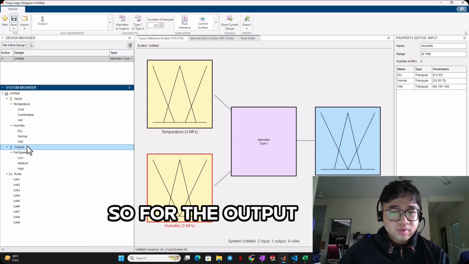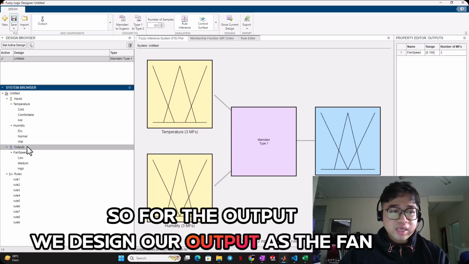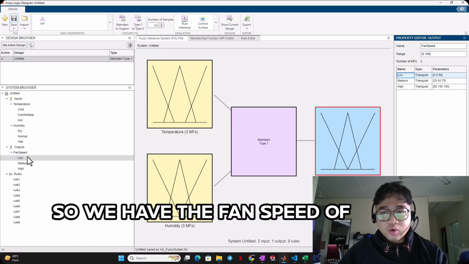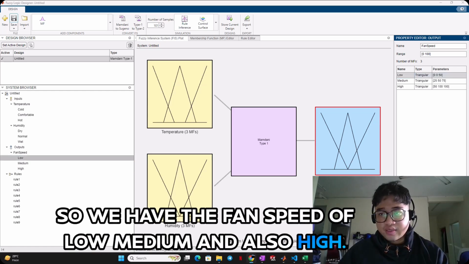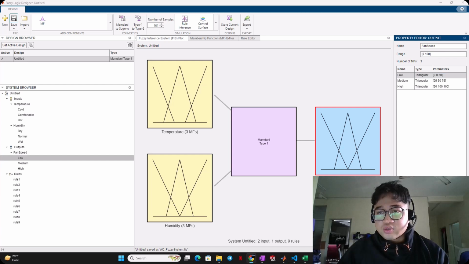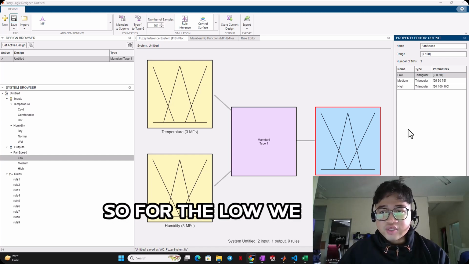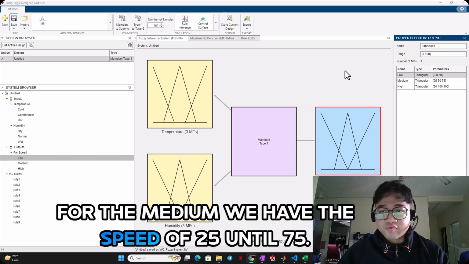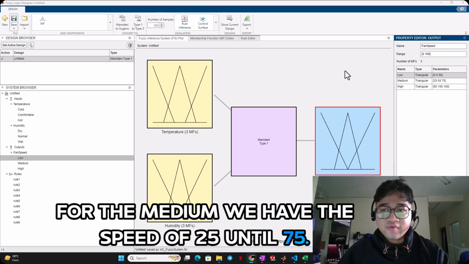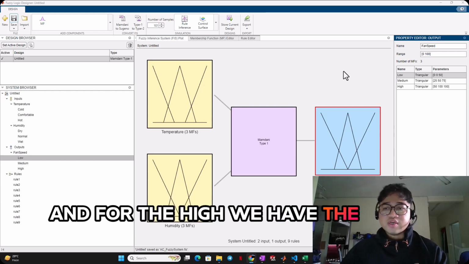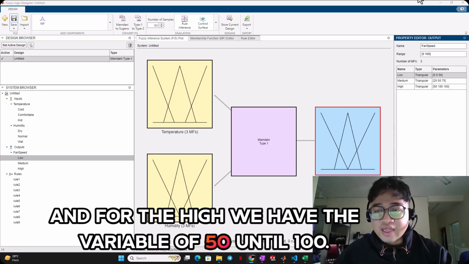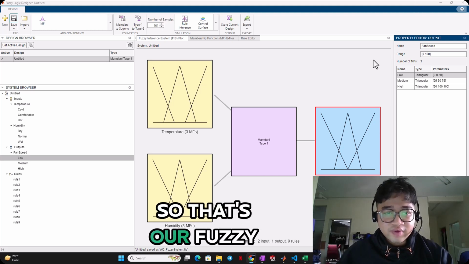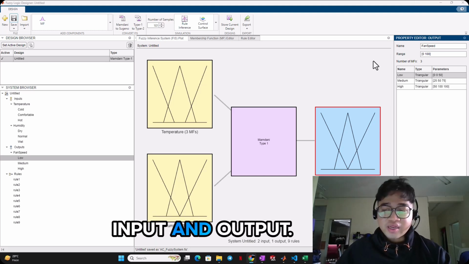For the output, we designed the fan speed, which has low, medium and high. Low has a speed of 0 to 50, medium has a speed of 25 to 75, and high has 50 to 100. So that's our fuzzy input and output.